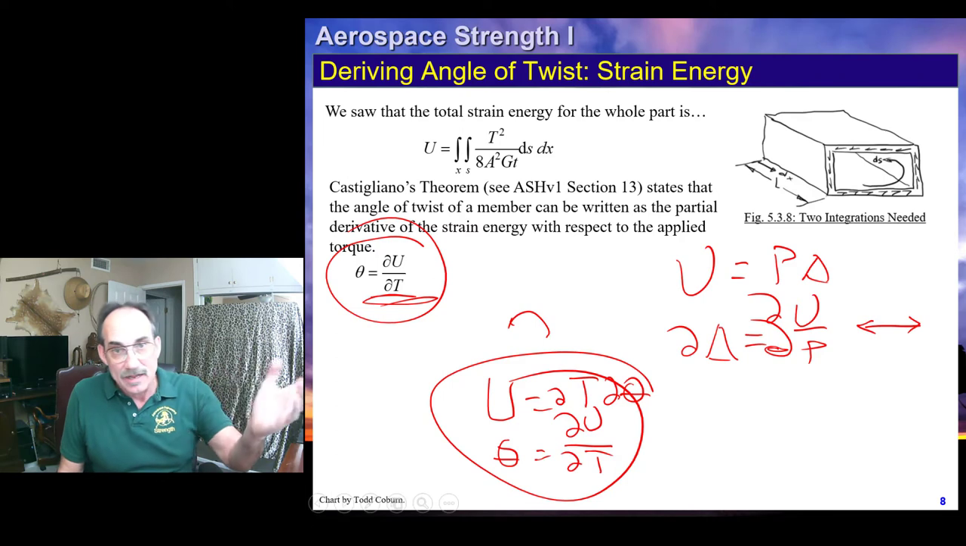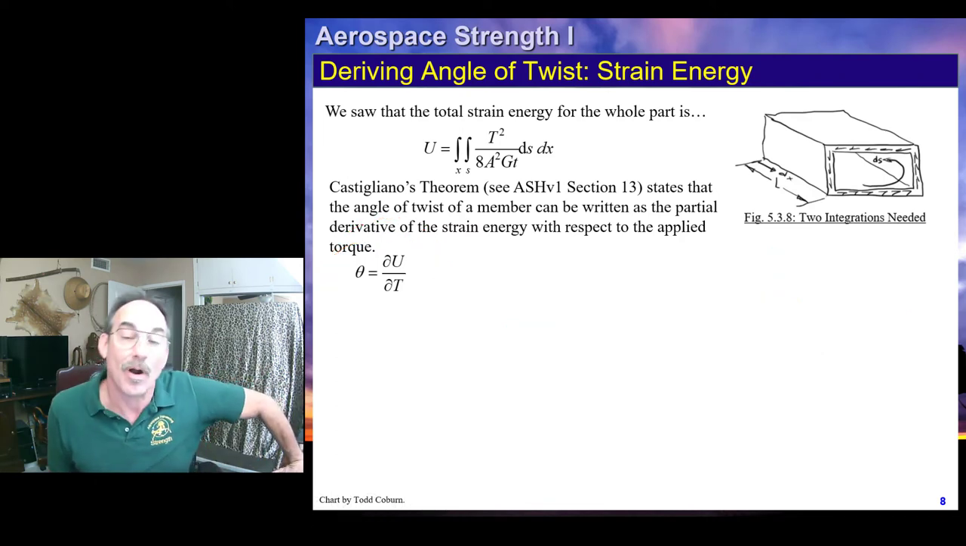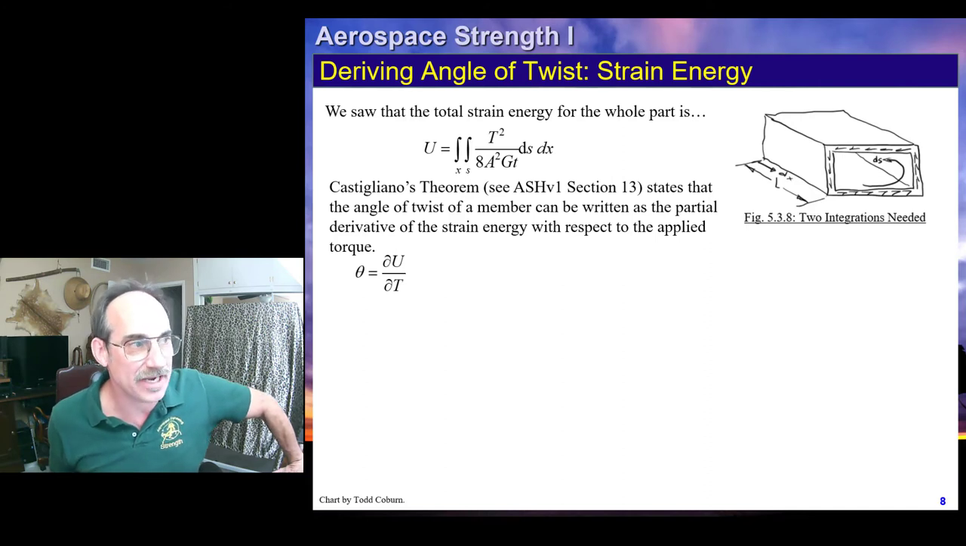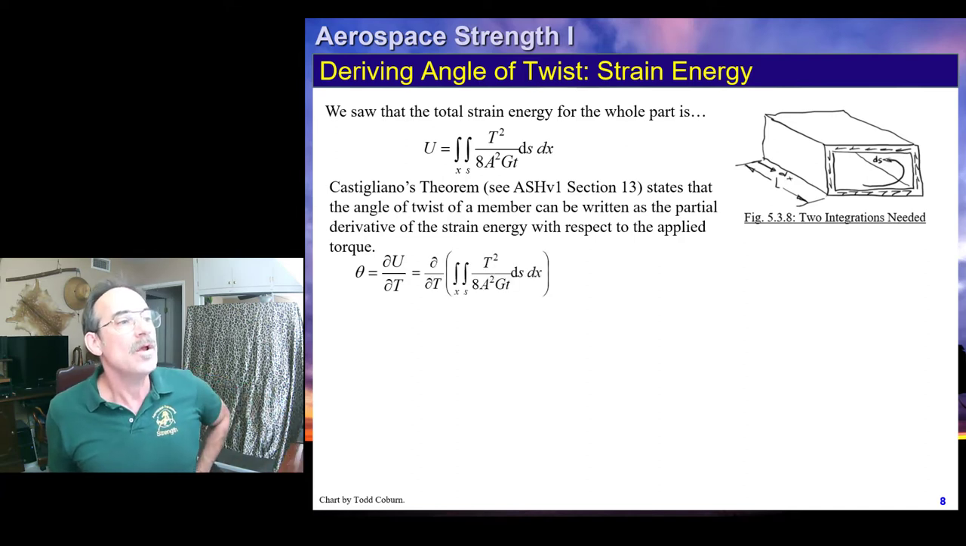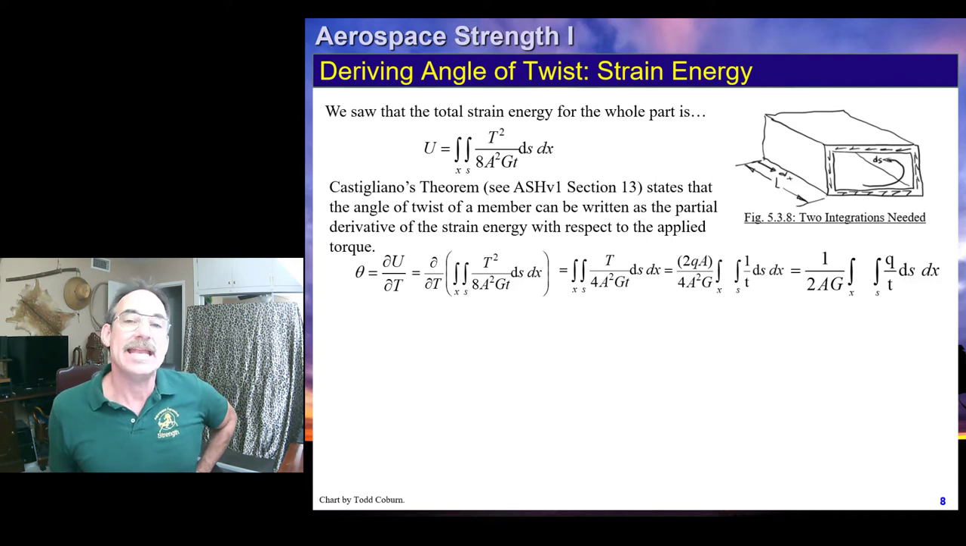And if you want to see how to use that for other kinds of problems, you can go back to that. But for our purposes, we're going to use this: the angle of twist is just the change of strain energy with respect to change in torque. That means we can take the partial of this strain energy with respect to the torque, and that can be written this way, and now we're basically ready to do this.